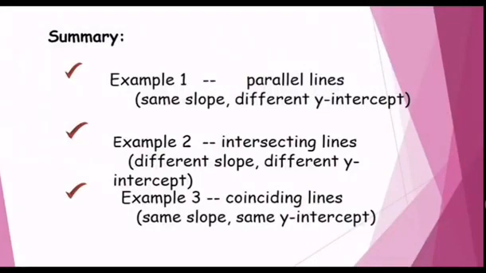So, to summarize, in example number 1, the graphs are parallel lines. They have the same slope but different y-intercept. For example number 2, the graphs are intersecting lines. They have different slope and different y-intercept. For example number 3, the graphs are coinciding lines. They have the same slope and same y-intercept.